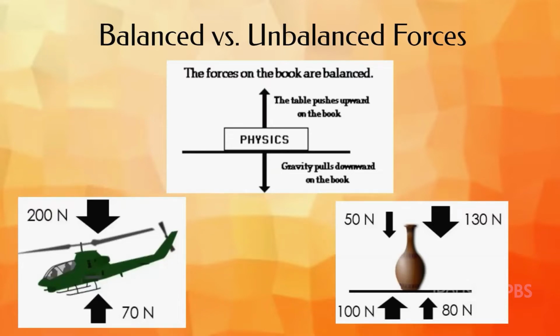So this is a picture of a helicopter, and again, you can see that the size of the arrow really does make a difference. So when we have 200 newtons, and that is gravity pulling downward on the helicopter, versus 70 newtons of the helicopter pulling up against gravity, so that's measured 70 newtons. So clearly this helicopter is just simply coming in for a landing.